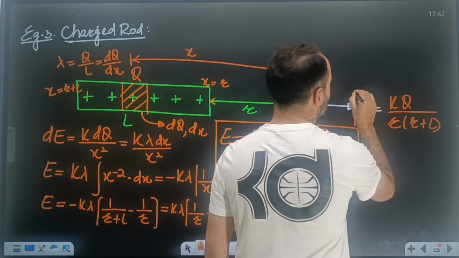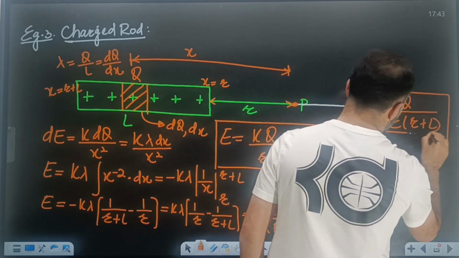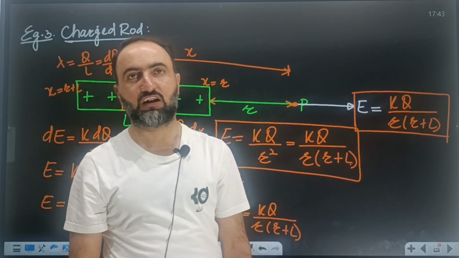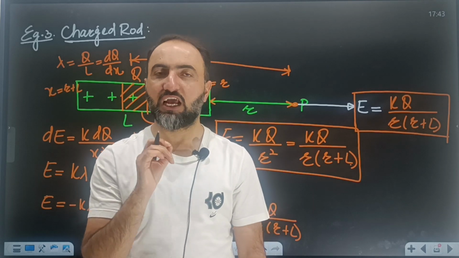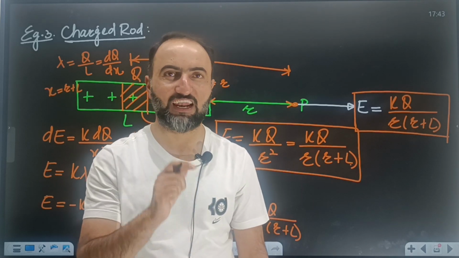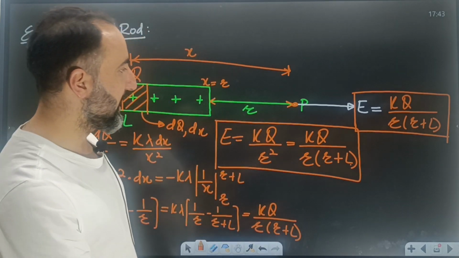Whether you integrate it or you don't integrate, that hardly matters. What is relevant here is the end result. Electric field due to the charged rod, what is that? kq by r square. What do you have to replace r square with? r into r plus l. That is it.